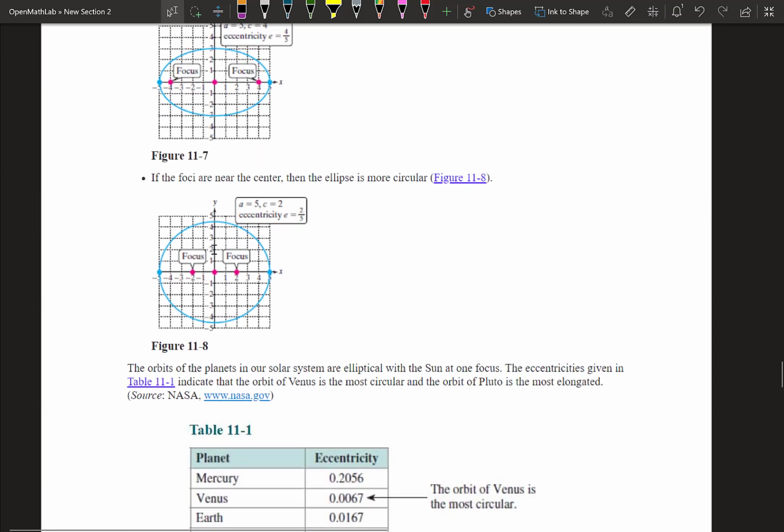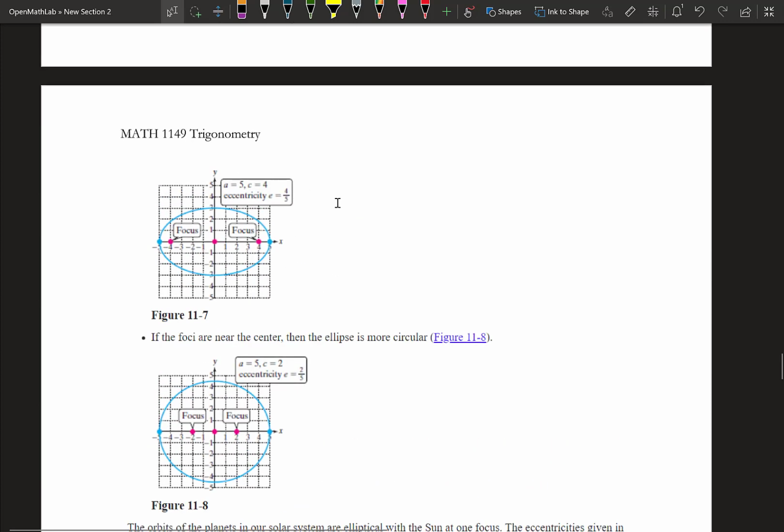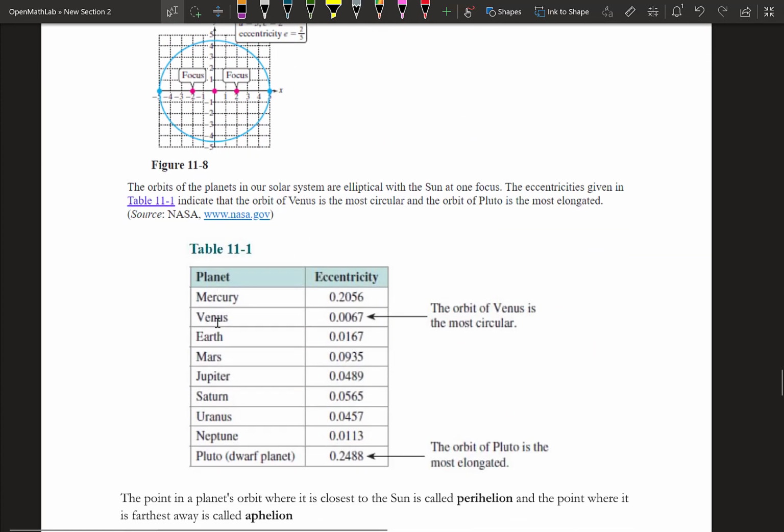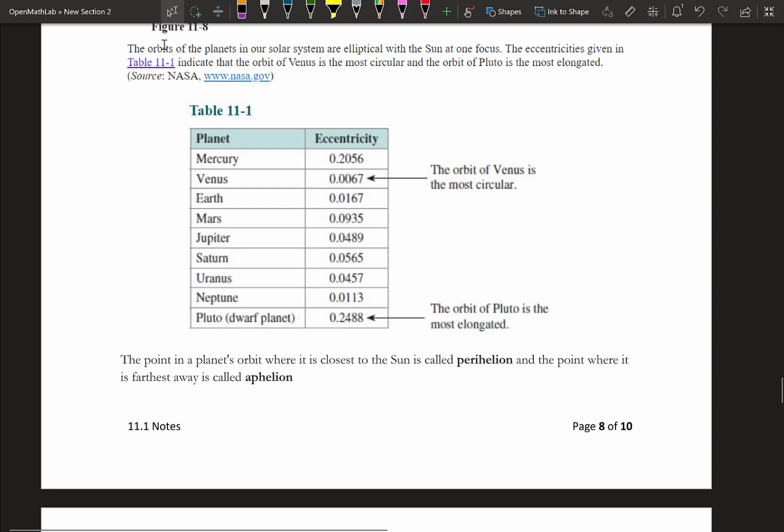So then here's just a couple of diagrams talking about the eccentricity. So there's a couple examples. So you can take a look at those, right? Just some examples. And then now we have to start looking at application. So the orbits of the planets in our solar system are elliptical with the sun at one focus, right?